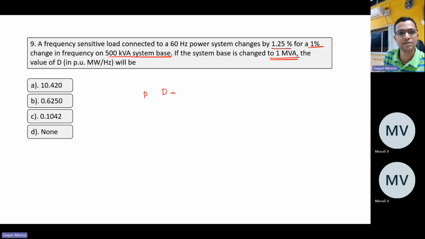Because delta P is equal to D into delta omega, right? The units of D will be change in power divided by change in frequency, that is megawatts per hertz, opposite to R, the regulation. Yes, opposite to R, correct. It is megawatts per hertz only. We are calculating it in per unit.